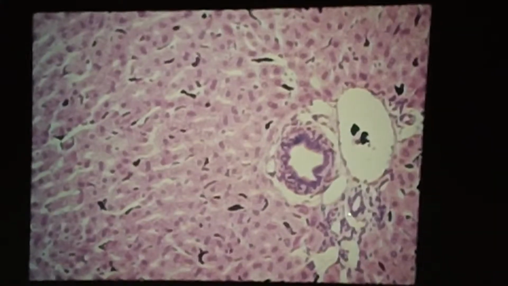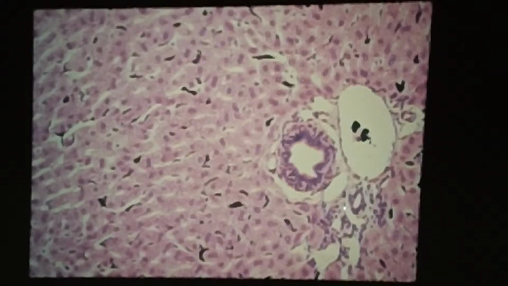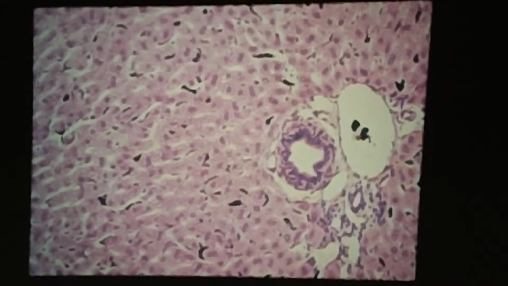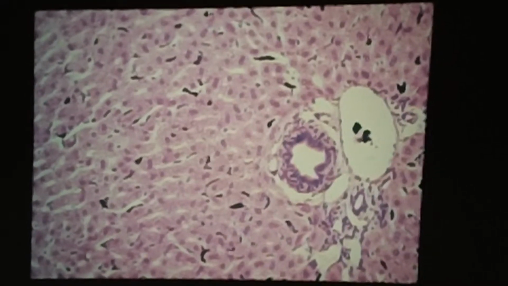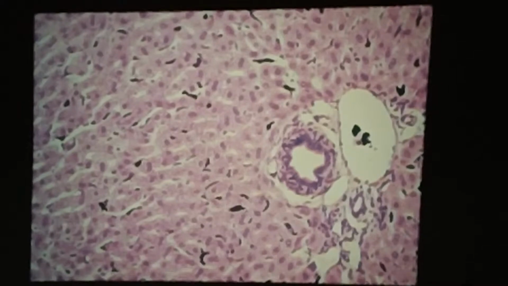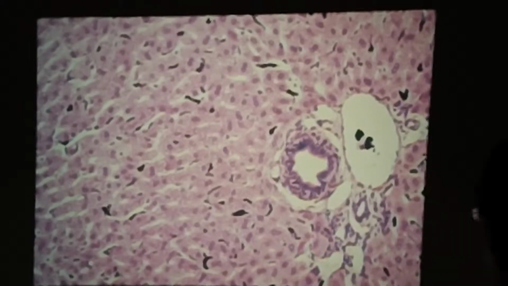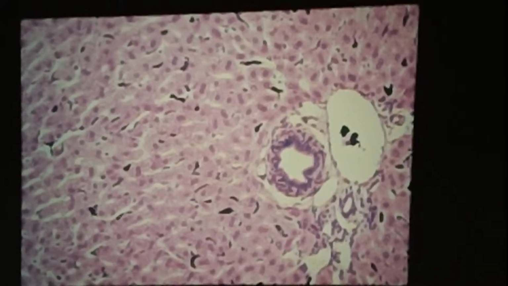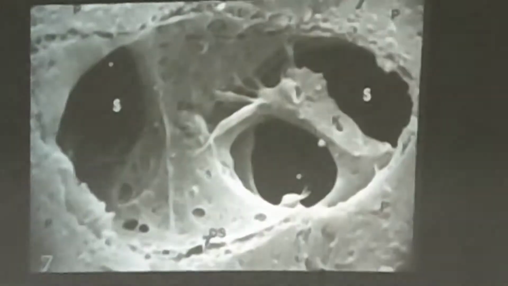What's this right here? Yeah, it's another branch of the bile duct. Here we've got bile duct and bile duct. Again, it's that cuboidal epithelium lining it that tells you it's a bile duct, provided you know you're in the liver.